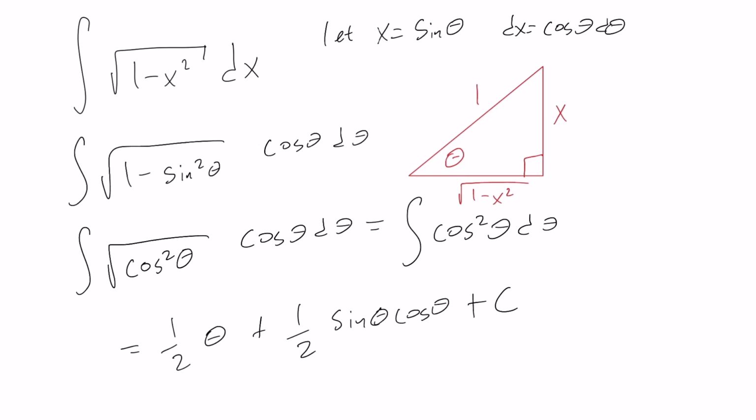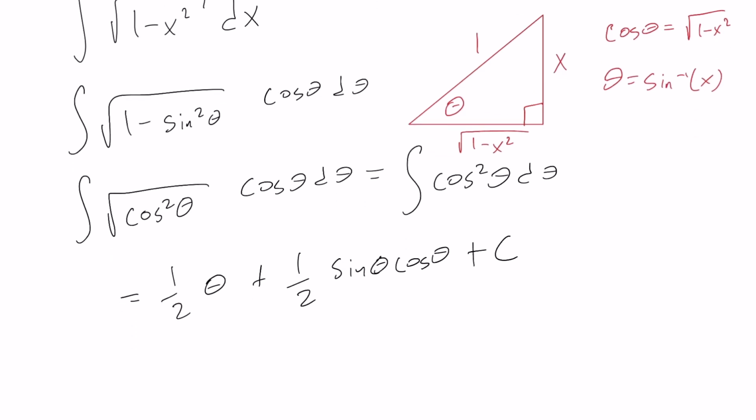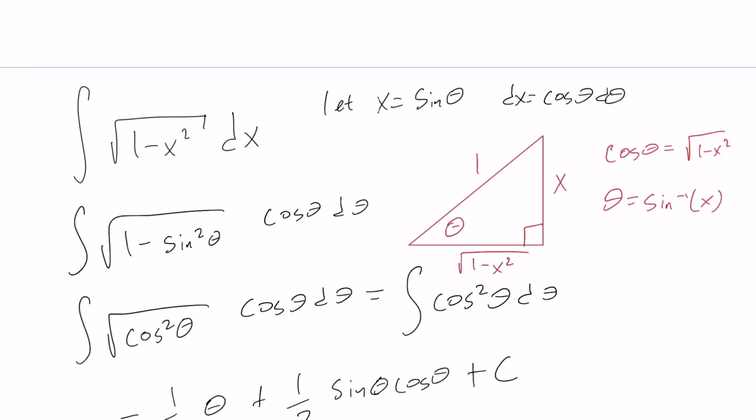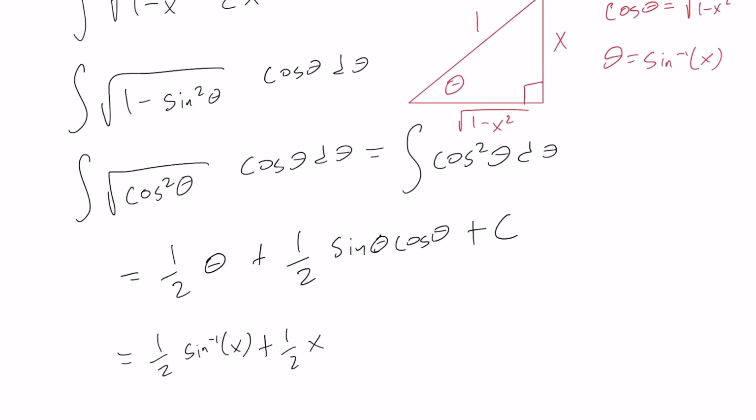So then, with that in mind, cosine theta, remember cosine is adjacent over hypotenuse, cosine theta is the square root of 1 minus x squared, and theta is the inverse sine of x. It's also the arc sine of x, if you want to write that. That looks horrendous. There we go. So, if I want to trade my thetas back in for x's, I end up with 1/2 arc sine of x plus 1/2 x. Remember, sine theta was chosen to be x. And then cosine theta is square root of 1 minus x squared.